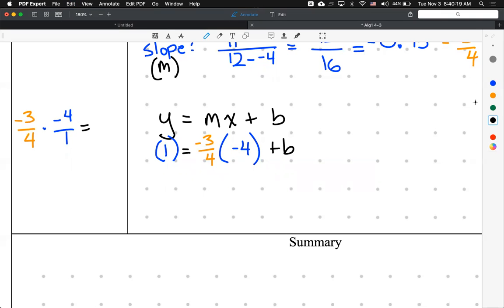And then I should probably use a different color here. What am I using? Green. 3 plus b is equal to 1 on the left-hand side. Yeah, that's totally correct. Let me make sure that everyone else can follow that too.